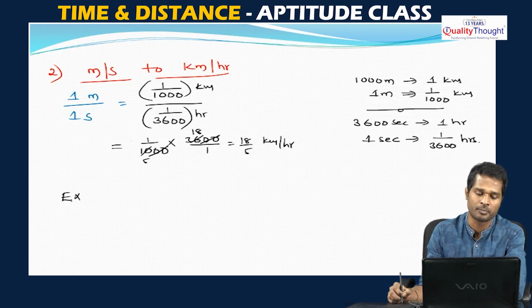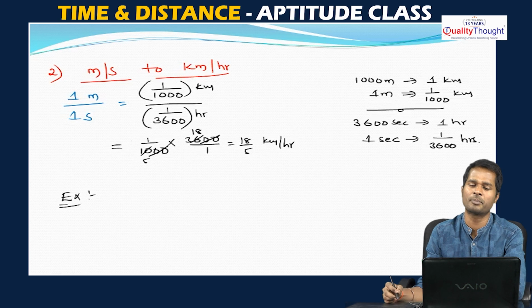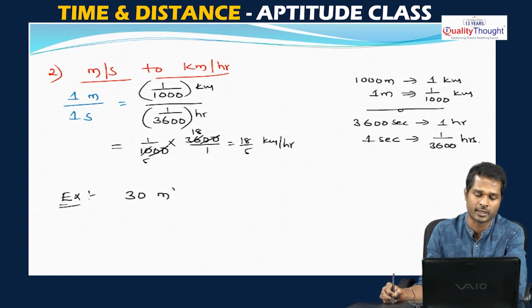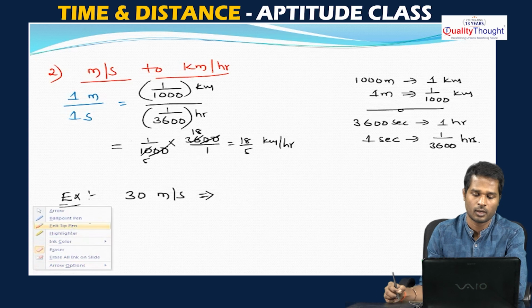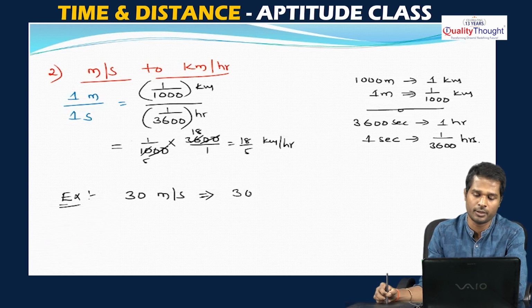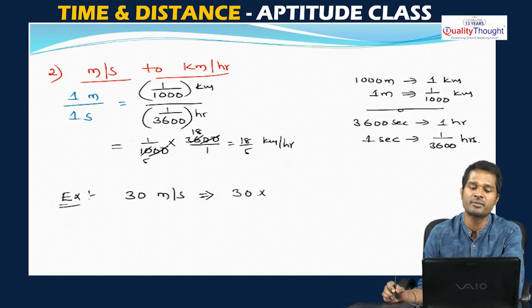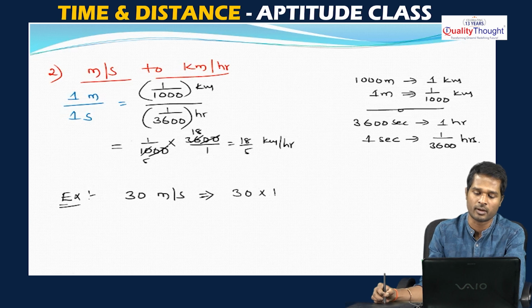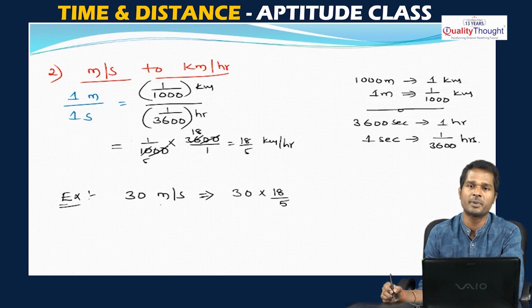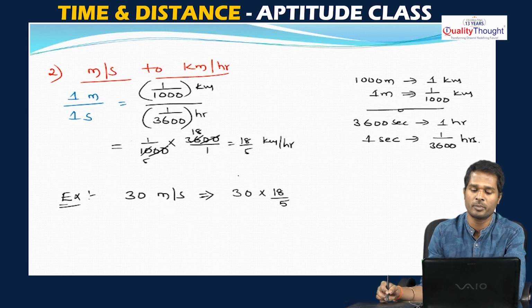Let's write an example. A speed of 30 meters per second, to be converted into kilometers per hour. Now how will we convert it? To convert any speed from meters per second to kilometers per hour, multiply it with 18 by 5.